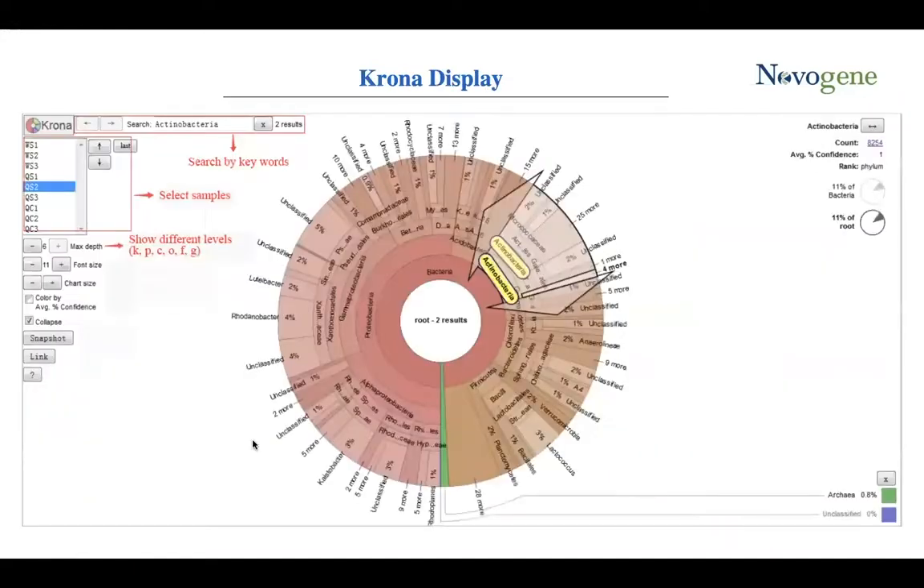And Krona is an interactive metagenomic visualization in a web browser. Krona will visually display the analysis results of the taxonomic annotation. The circles from inside to outside stand for the different taxonomic ranks, and the area of the sectors means the respective proportions of different OTU annotation results.